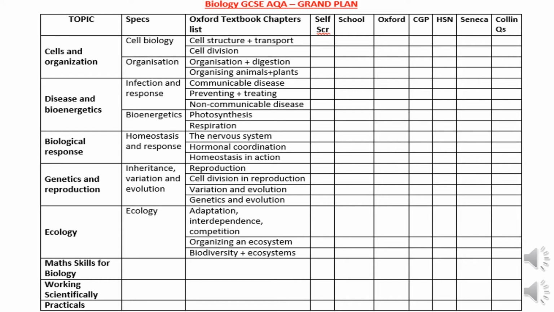The column to the right of the topic list labeled self-score should be an initial score once you complete said topic. So if you were to take a test on that topic, what grade would you come out with? Would you say that you get a grade 6 or a grade 7 as an example?